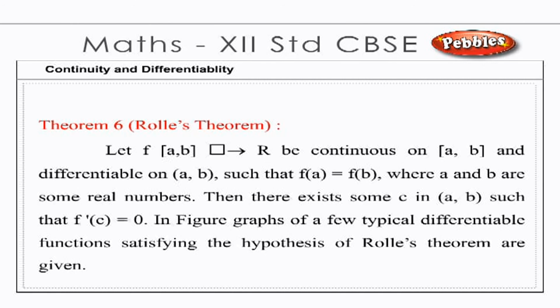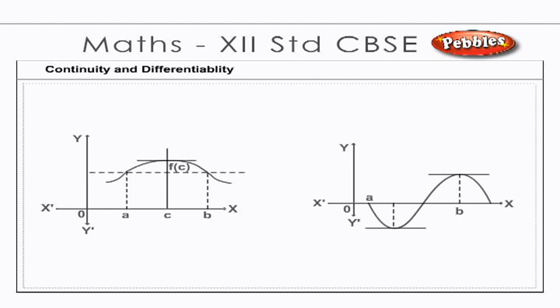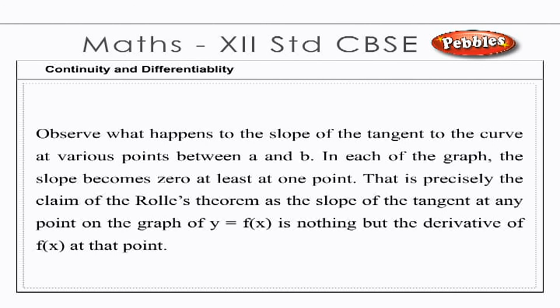In the figures, graphs of a few typical differentiable functions satisfying the hypothesis of Rolle's theorem are given. Observe what happens to the slope of the tangent to the curve at various points between A and B. In each of the graphs, the slope becomes 0 at least at one point. This is precisely the claim of Rolle's theorem, as the slope of the tangent at any point on the graph of y = f(x) is nothing but the derivative of f(x) at that point.